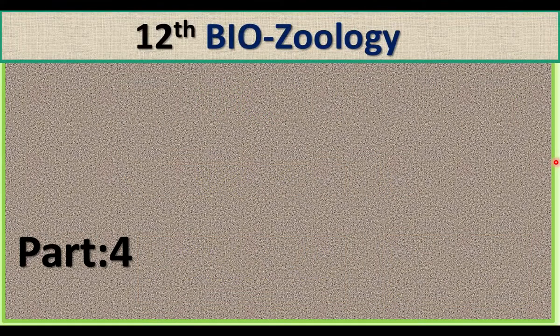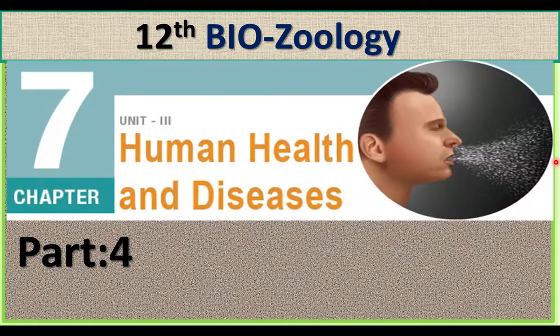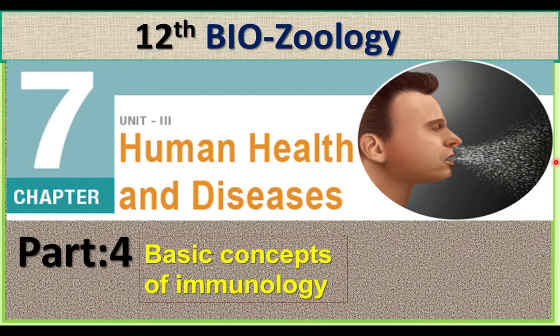12th BIO-Zoology, Chapter 7, Human Health and Diseases. In this part, we are going to discuss the basic concepts of immunology and innate immunity.